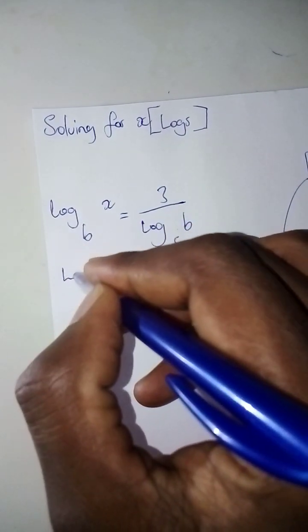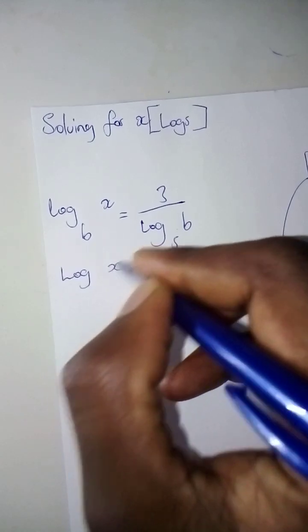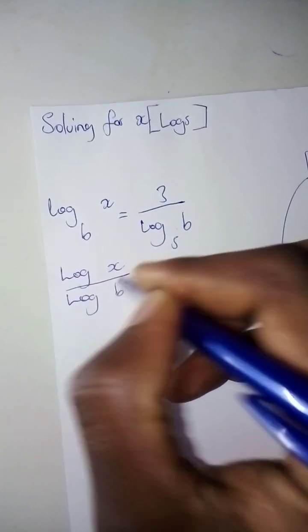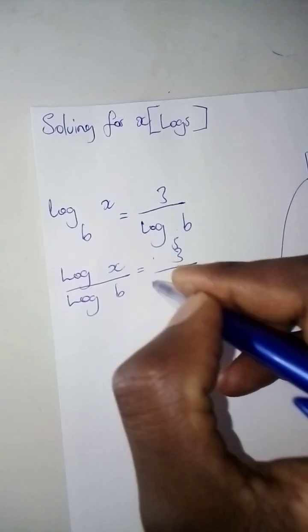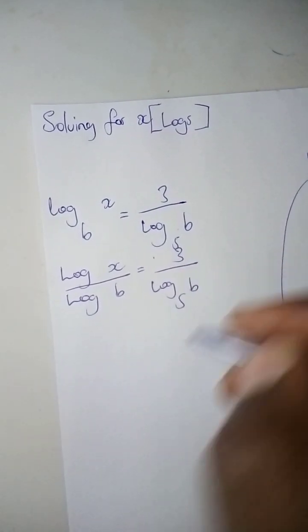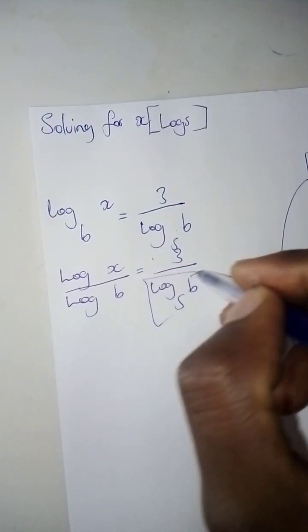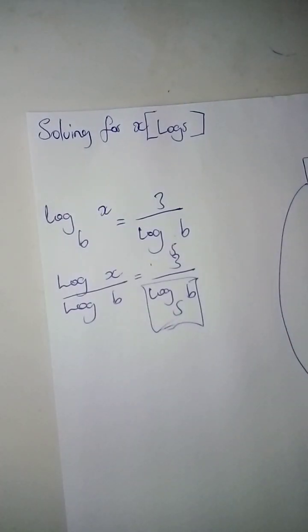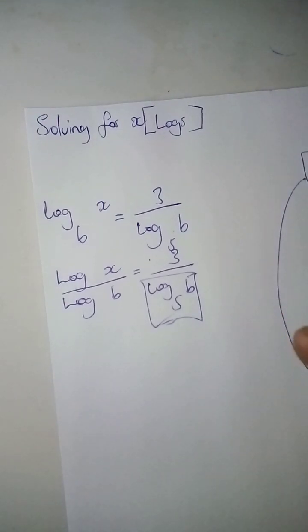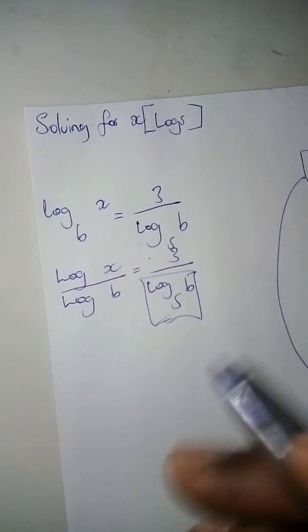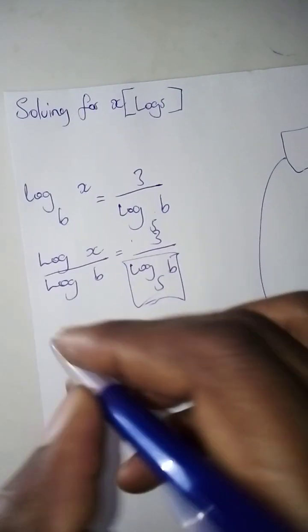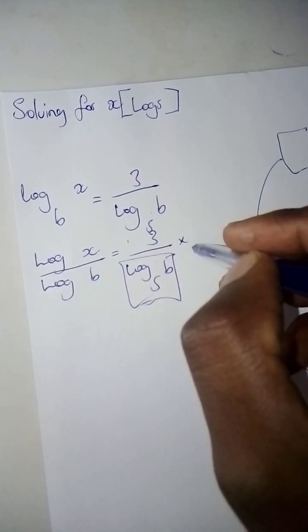So this would mean that we have log x over log b, it's equal to 3 log 5b. The next step that I need you to do is to multiply both sides by this. Why do I want us to do this? Because I'm trying to have only the log values or terms on the left, so that I can have only 3 on the right. This gives me an edge because I'm able to simplify my expression further without it being complicated.